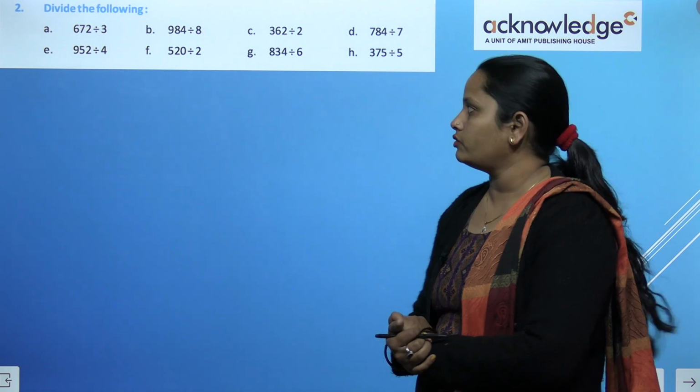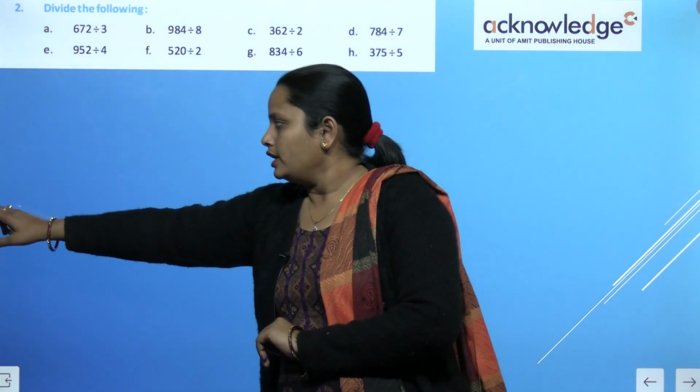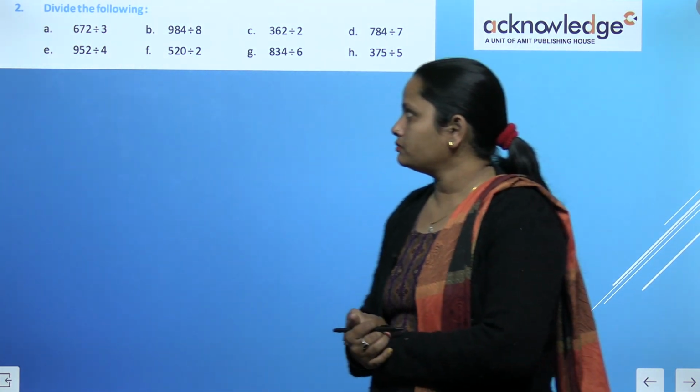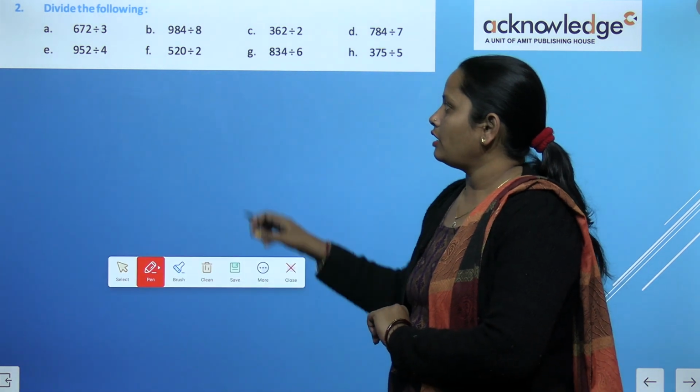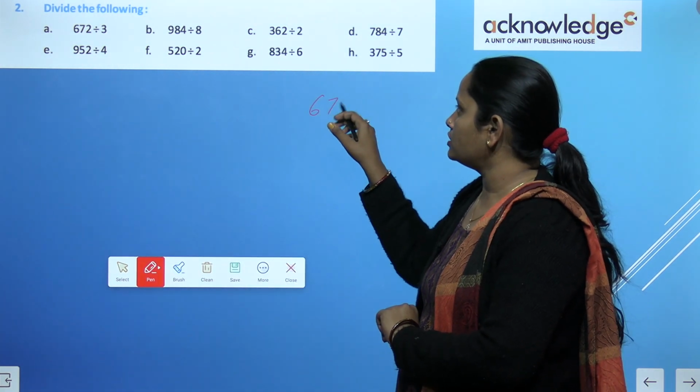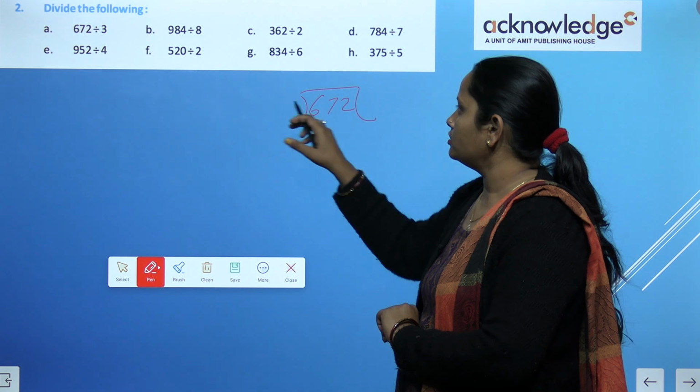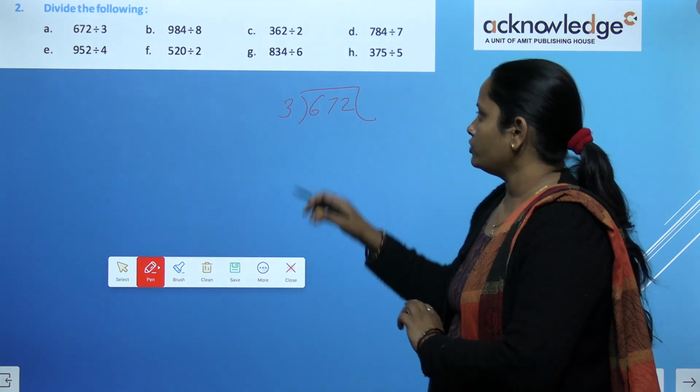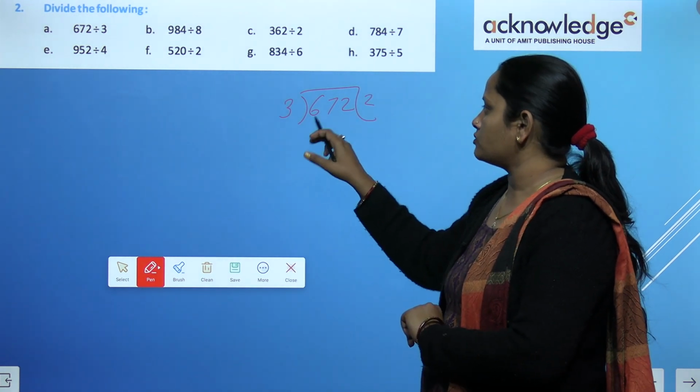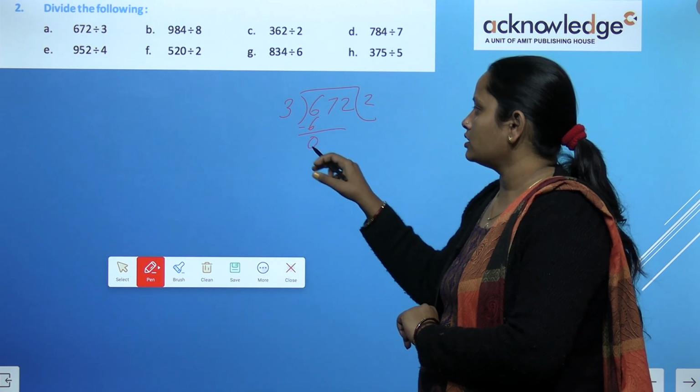Next is divide the following. Let's divide these numbers. Here we have to divide 672 by 3. So 3 की टेबल में 6 देखेंगे. Yes, 2 times 6. चलिए सब्ट्रैक्ट कर दिया.